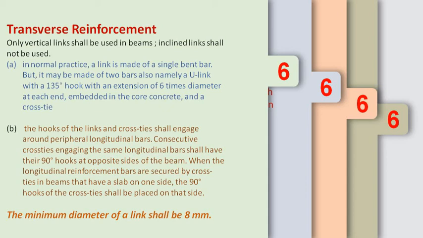When the longitudinal reinforcement bars are secured by cross ties in beams that have a slab on one side, the 90-degree hooks of the cross ties shall be placed on that side. One thing more, the minimum diameter of a link shall be 8 mm. We don't use the size less than 8 mm.